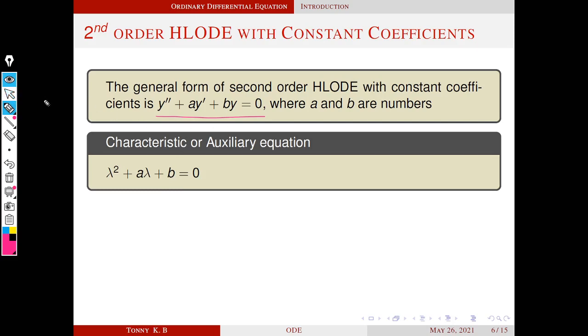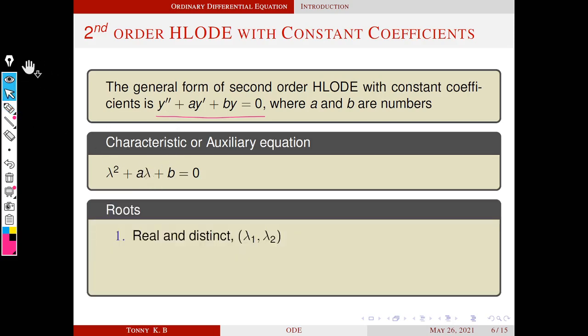Then we know that this equation has two roots because it is a second order algebraic equation. So we have three cases. What are the three cases? We assume that lambda 1 and lambda 2 are the roots of this equation. The first case is that lambda 1 and lambda 2 are real numbers and distinct. That means they are different, lambda 1 is not equal to lambda 2. That is the first case.